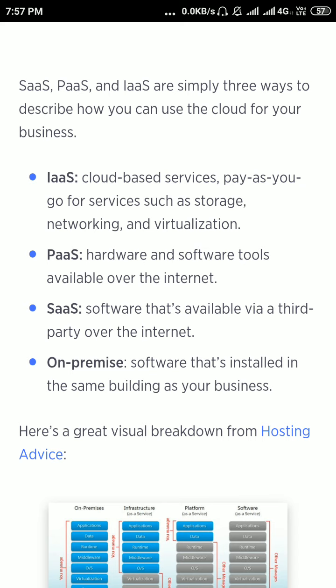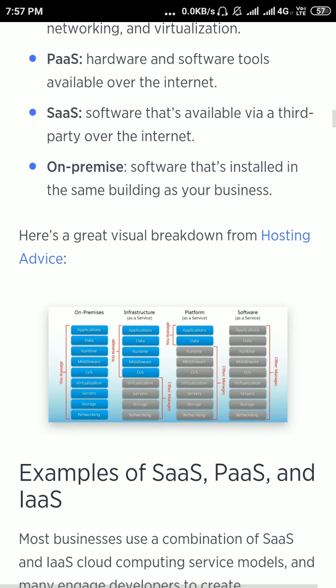But on premises means software that's installed in the same building as your business. So here is the difference between the elements in our system which are required whenever we launch any project. On premises means application, data, runtime, middleware, operating system, virtualization, server, storage, networking. Everything is your own, and you have to pay for this.